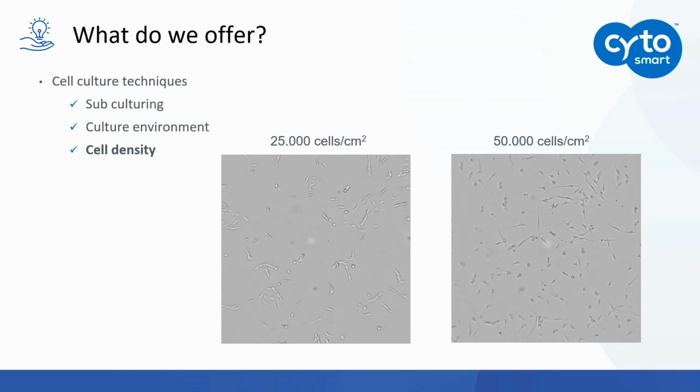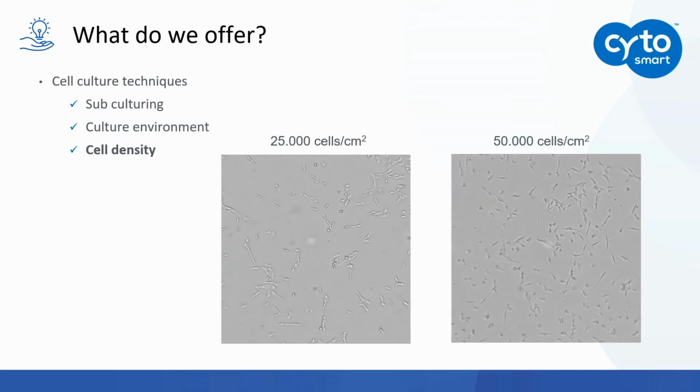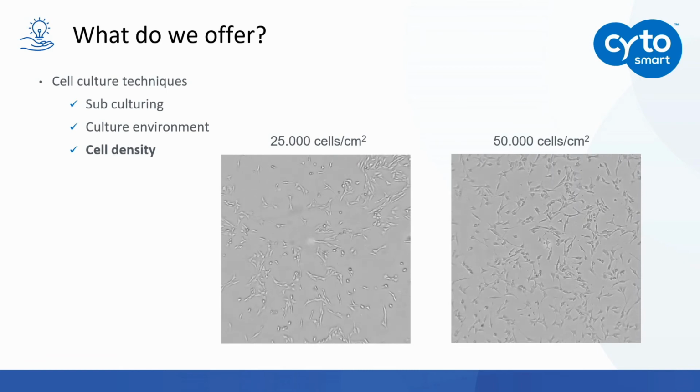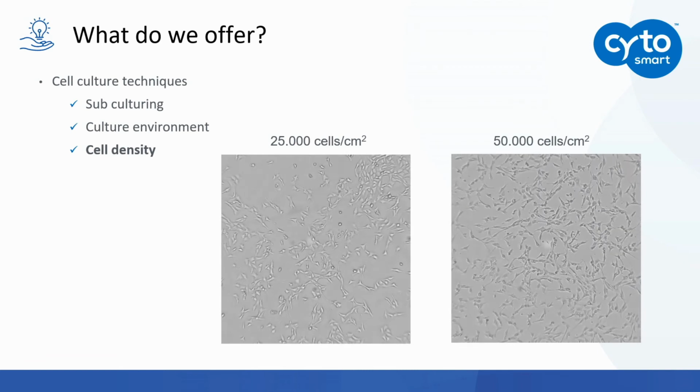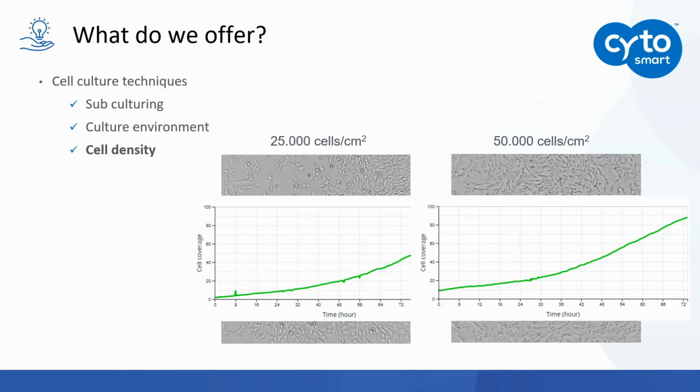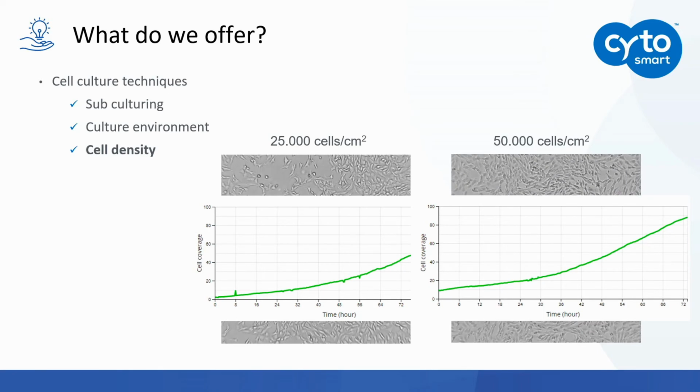And what you can see here, for example, is that the culture that has a higher seeding density grows much faster than the cells in the lower density. And this is also identified in the growth curve that you can obtain out of these time-lapse videos, where you can see that in the higher seeding density, after 72 hours, the cells have reached a coverage of around 90%, while in the lower amount of cells, the cells have only reached a coverage of 50%.